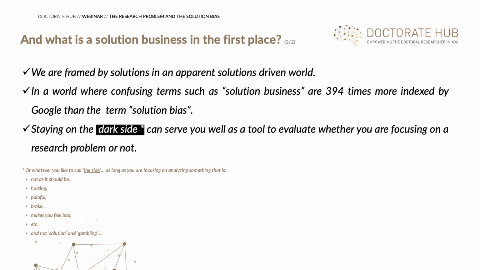So we are framed by solutions in an apparent solutions-driven world, in a world where confusing terms such as solution business are 394 times more indexed by Google than a well-vested term like solution bias. So there's not much support and help that we can expect from information technology if we are not really sure and know what we are looking for. So this is a knowledge and understanding that we need to develop.